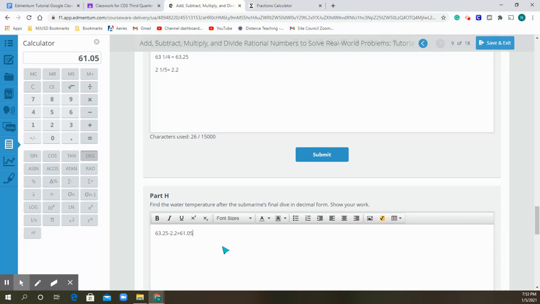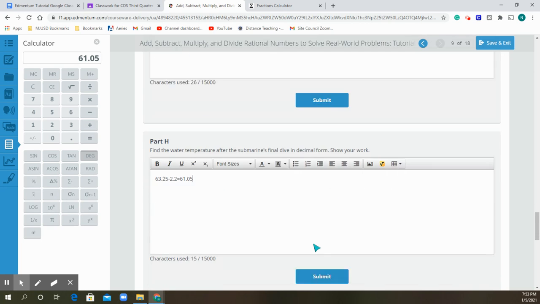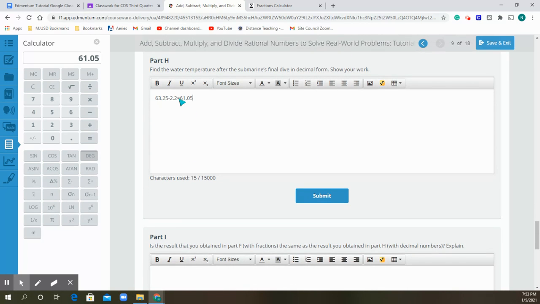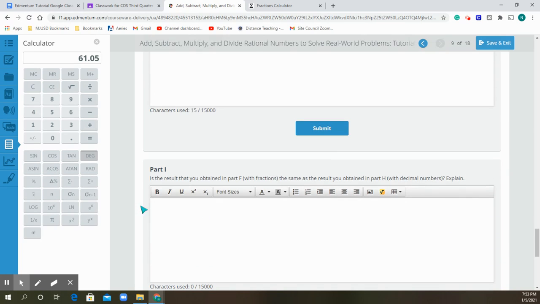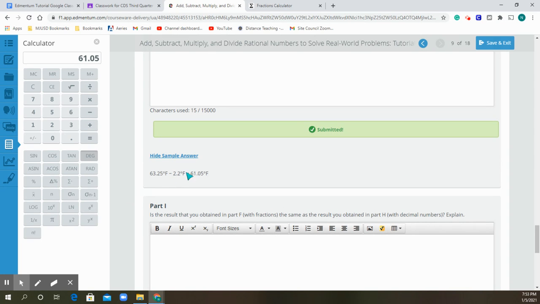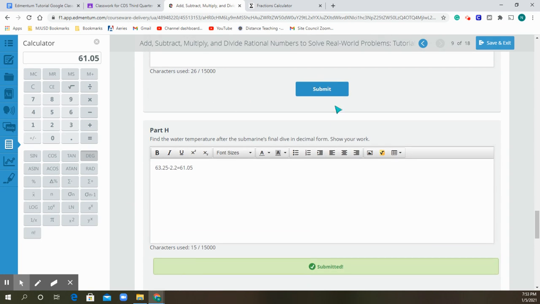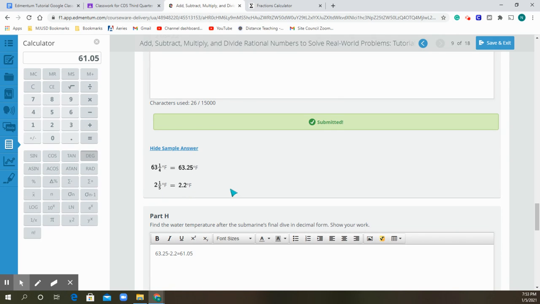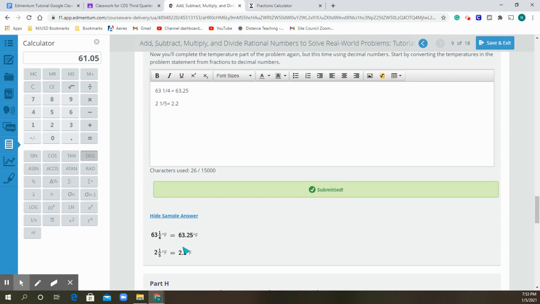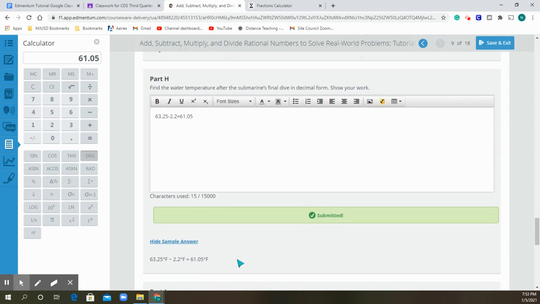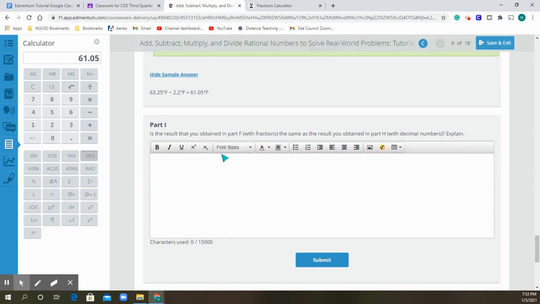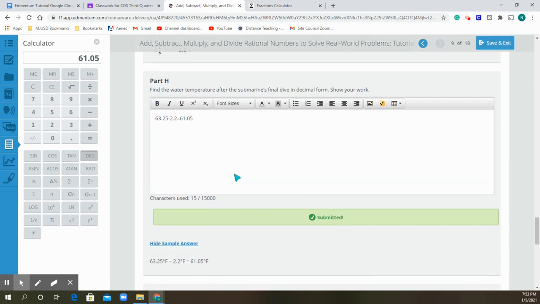61.05. So there we go. We've shown our work. This minus this equals that. Is the result, submit. Yes, it's correct. Yay! Did I forget to hit submit on that one? We got 2.2, 2.2, 3.25. Yep, we're still good.